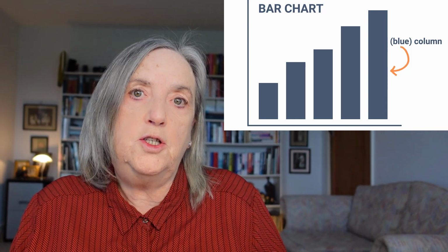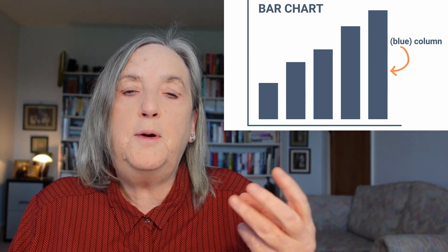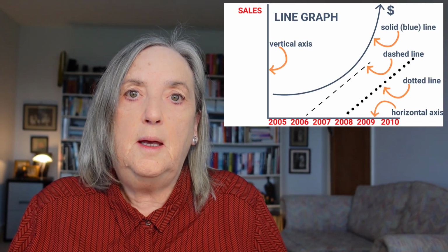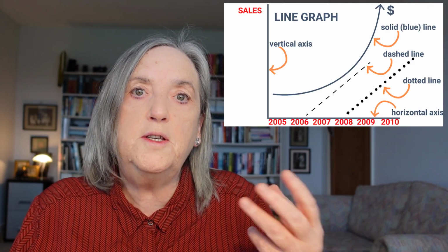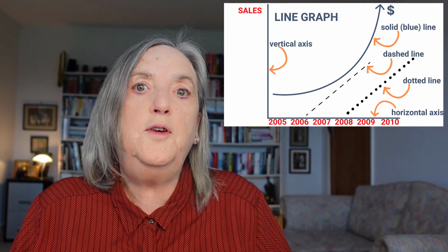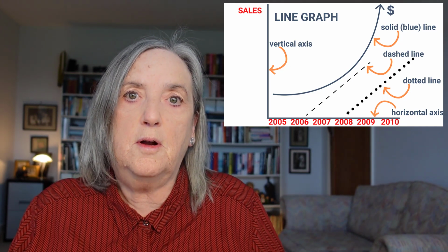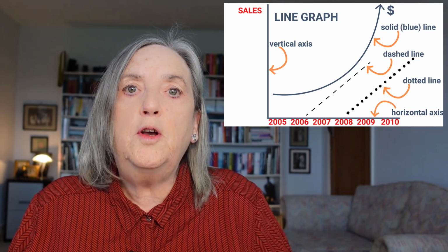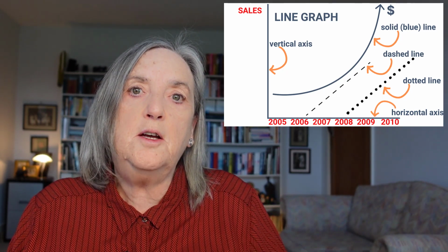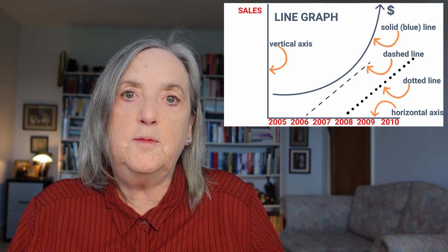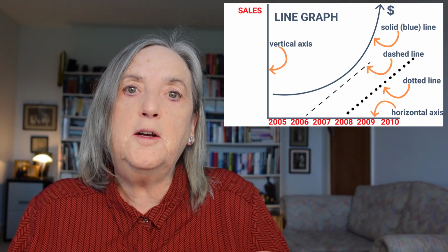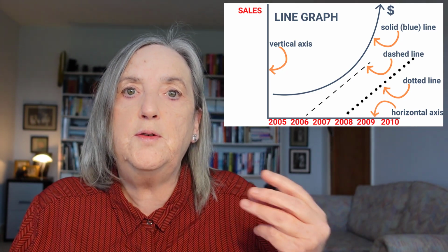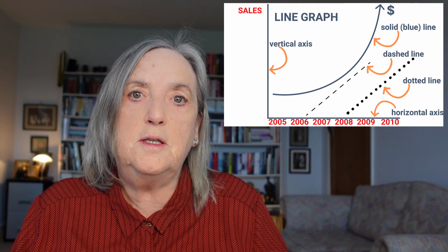It could be a bar chart, and a bar chart will have different columns. But very typically, what examiners like to do is give you some kind of line graph. Now what you want to do then is say what this line graph is all about in general terms. So this line graph represents the sales in the time period 2005 to 2010.